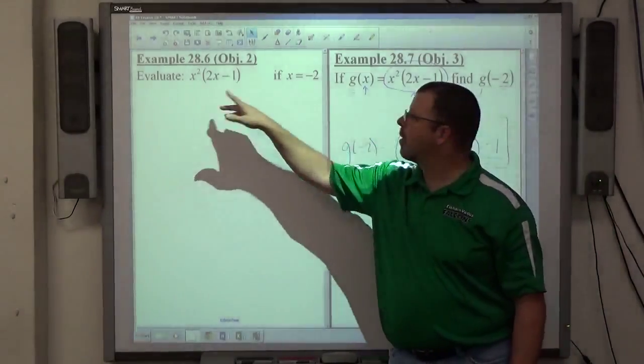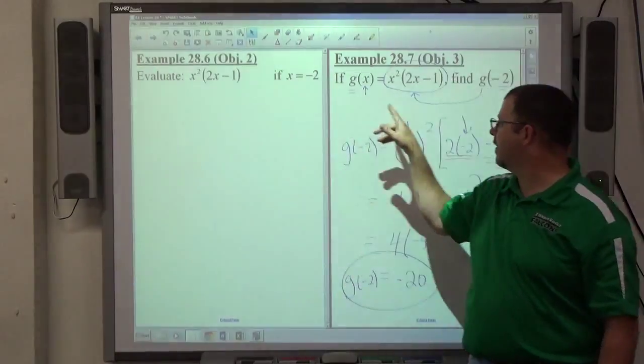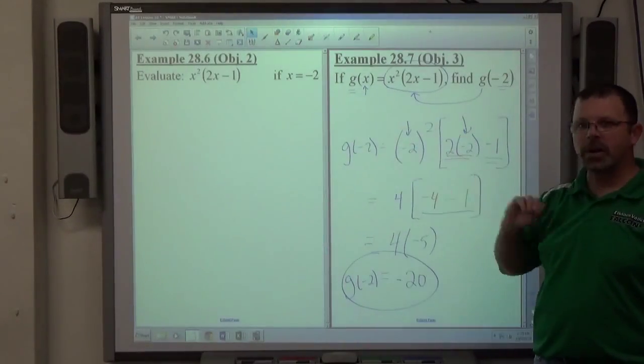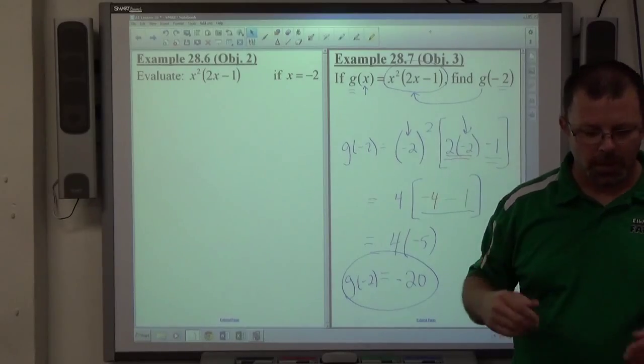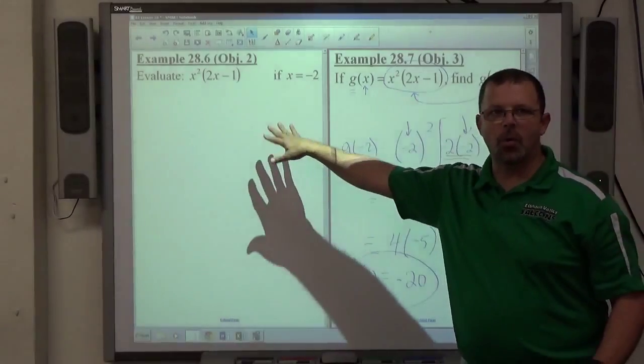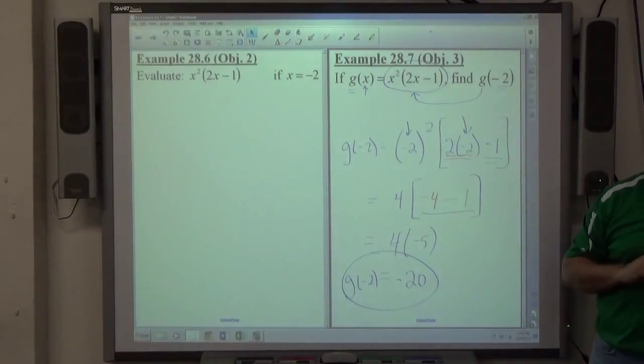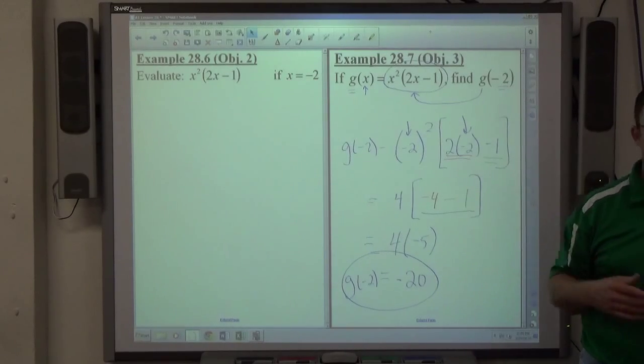Again, this is the exact same problem. Change all the x's to negative 2's. You would have gotten the exact same expression here. Work it out, you get the exact same answer. So, again, we've done this before. I know we've done this before. This is just a different way of looking at it. That's going to be used more often. Familiarize yourself.